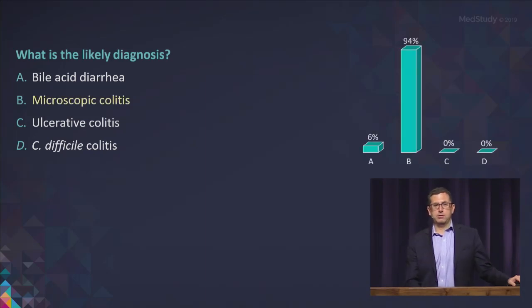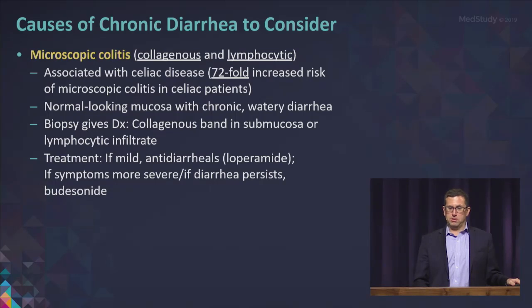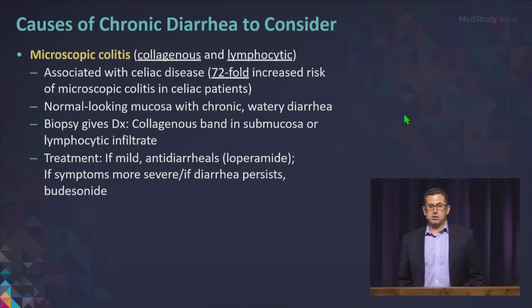Right, microscopic colitis. So the hint there is that everything looks normal, right? But under the microscope, it shows a lymphocytic infiltrate. So the answer is microscopic colitis. There are 2 subtypes, collagenous and lymphocytic. A key and testable point would be that it is associated with celiac disease. There's a 72-fold increased risk of microscopic colitis in celiac patients and vice versa.